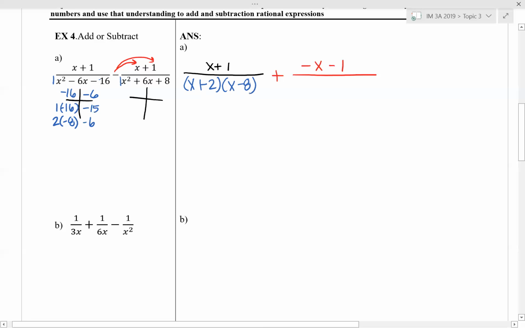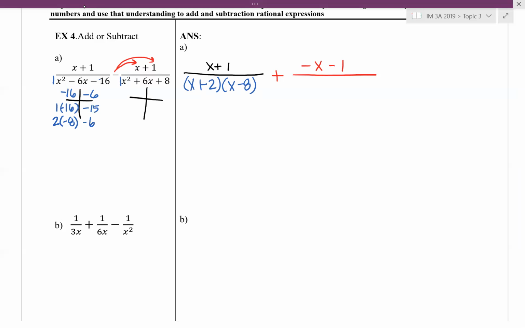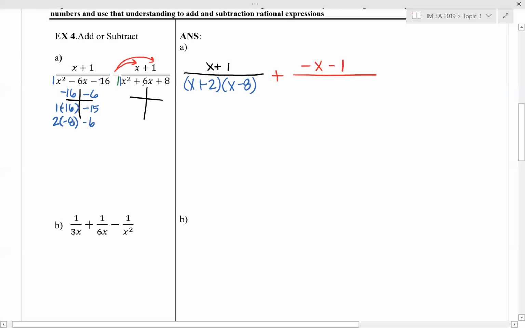We're going to do the same thing with the second denominator. So this denominator, I need numbers that multiply to 1 times 8 and add to 6. And so that's going to be 2 times 4. So 2 times 4 makes 8. 2 plus 4 makes 6. So this is going to factor to x plus 2 times x plus 4.